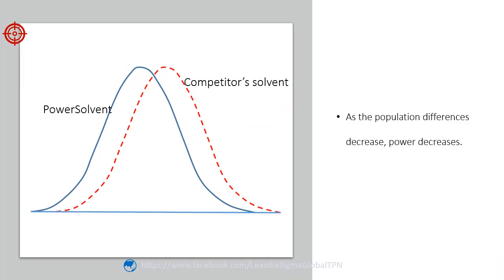The magnitude of the population effect, or how different the two populations are from each other, also influences the power. The less different the populations are, the more difficult it is to detect a difference when one really exists. Therefore, power decreases. For example, Power Solvent compares its fuel consumption with a competitor's on the same car. If the fuel consumption differs significantly, then this difference is easy to detect.